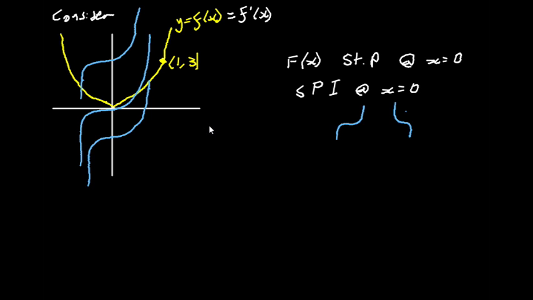Part C says to obtain the actual rule for f of x. So the graph has a minimum turning point at 0, 0. And so the original function y equals f of x has a minimum turning point at 0, 0, and it contains the point 1, 3. So we know that. We also said that it looks like a quadratic.